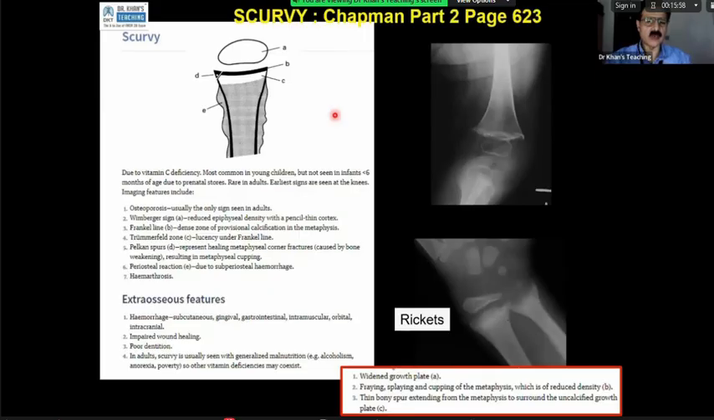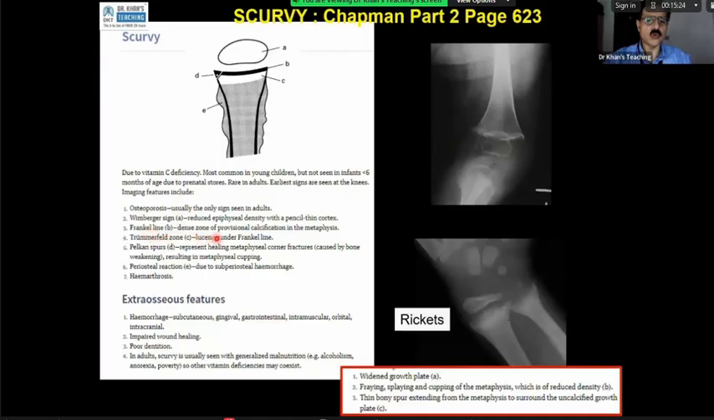Don't consider it in the differential if you find, let's say, a periosteal reaction. Basically, osteoporosis, which is usually seen in adults, shows the Wimberger sign, reduced epiphyseal density with a pencil-thin cortex. So this is the epiphysis, this is reduced density, and the cortex is sclerotic and pencil-thin. You can see it here, and here.